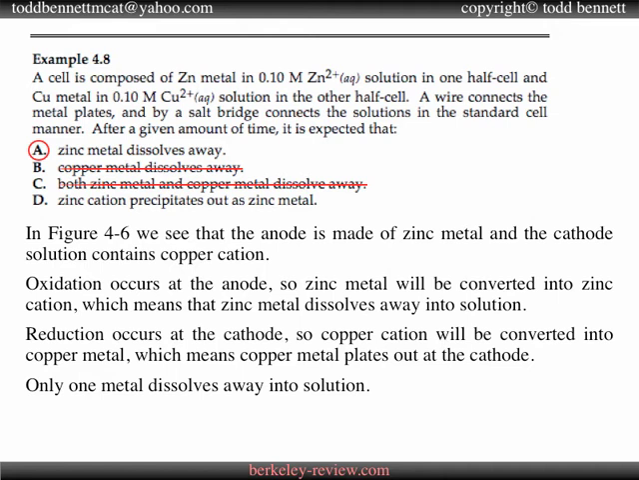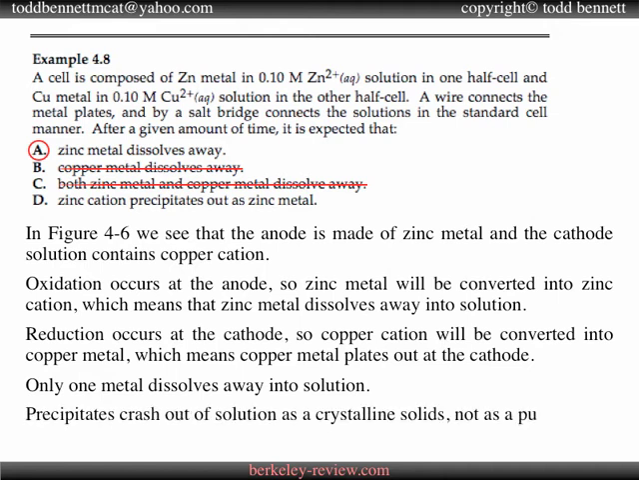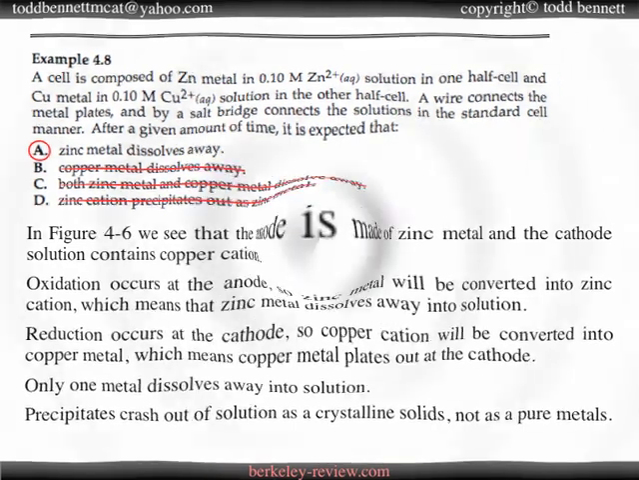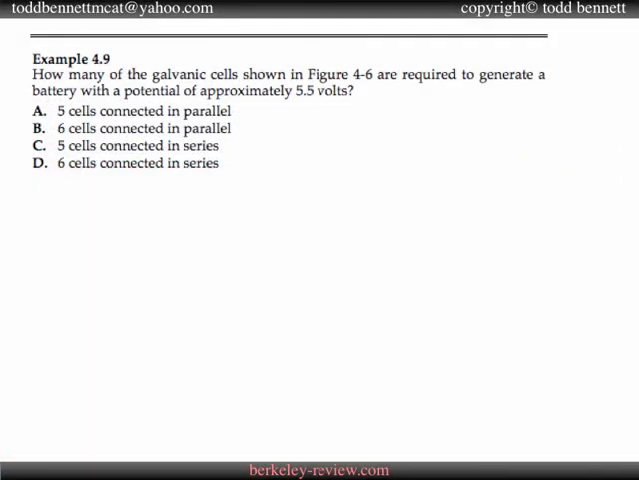However, precipitation doesn't mean it precipitates out as a pure metal. It's still a cation. Cations precipitate out as a salt. So it'd be a salt, not a pure metal. Choice D is off. So sure enough, A was the right answer, but I need to be thorough. Hopefully that's a mistake that you don't make too often.